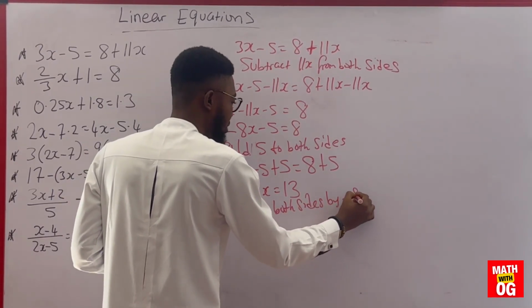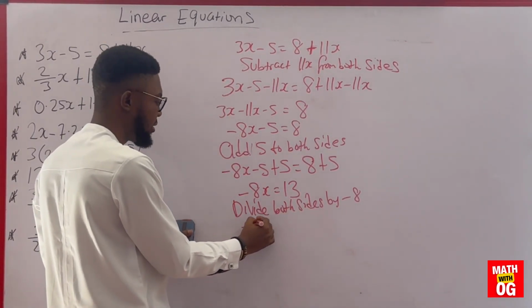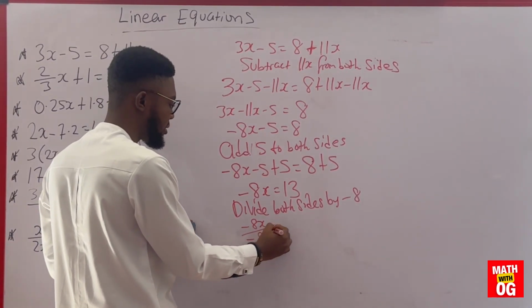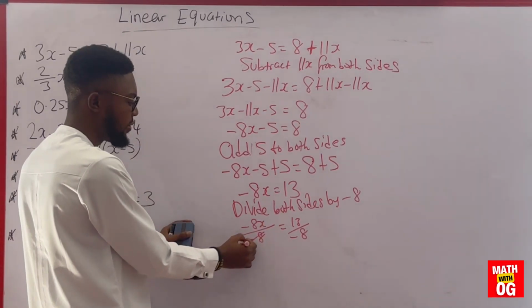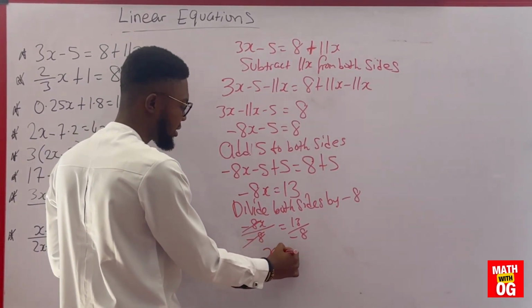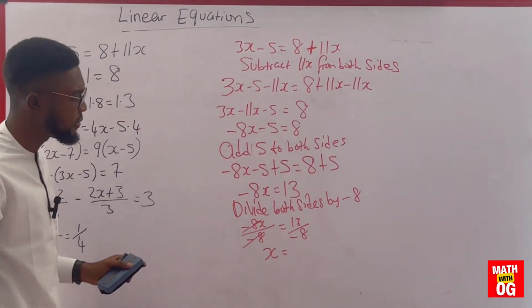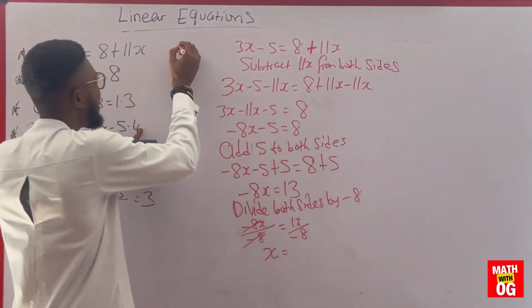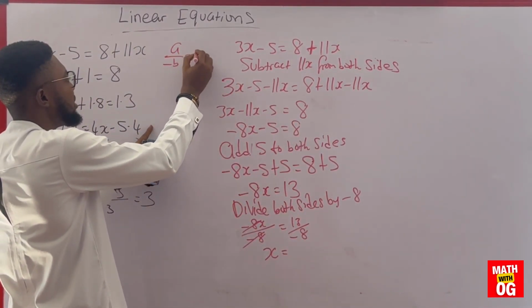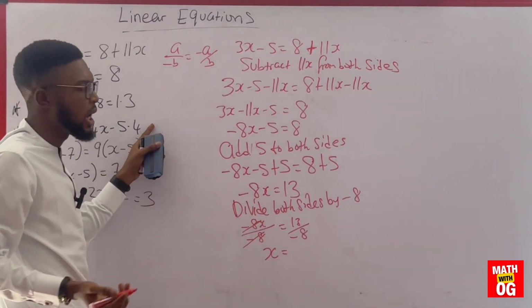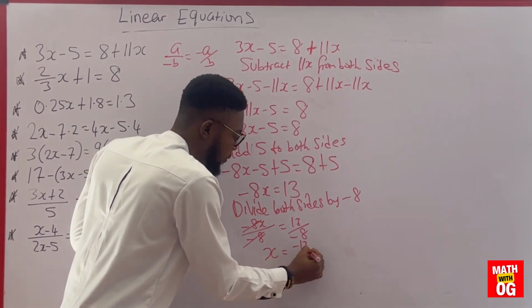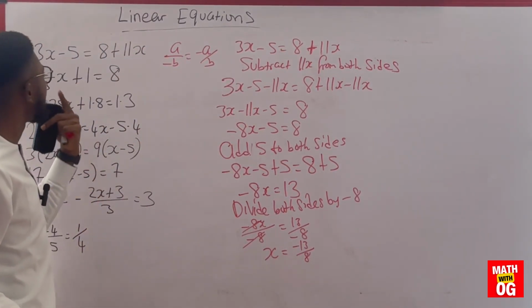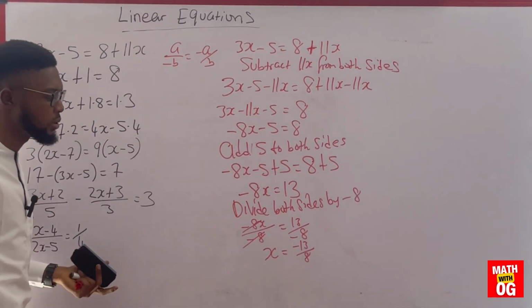by minus 8. So this will give me negative 8x all over negative 8 is equal to 13 all over negative 8. Negative 8 cancel negative 8, I'm left with x. Now 13 over negative 8, to note that a over minus b is the same thing as minus a over b. I have not changed anything. So this is the same thing as minus 13 over 8.